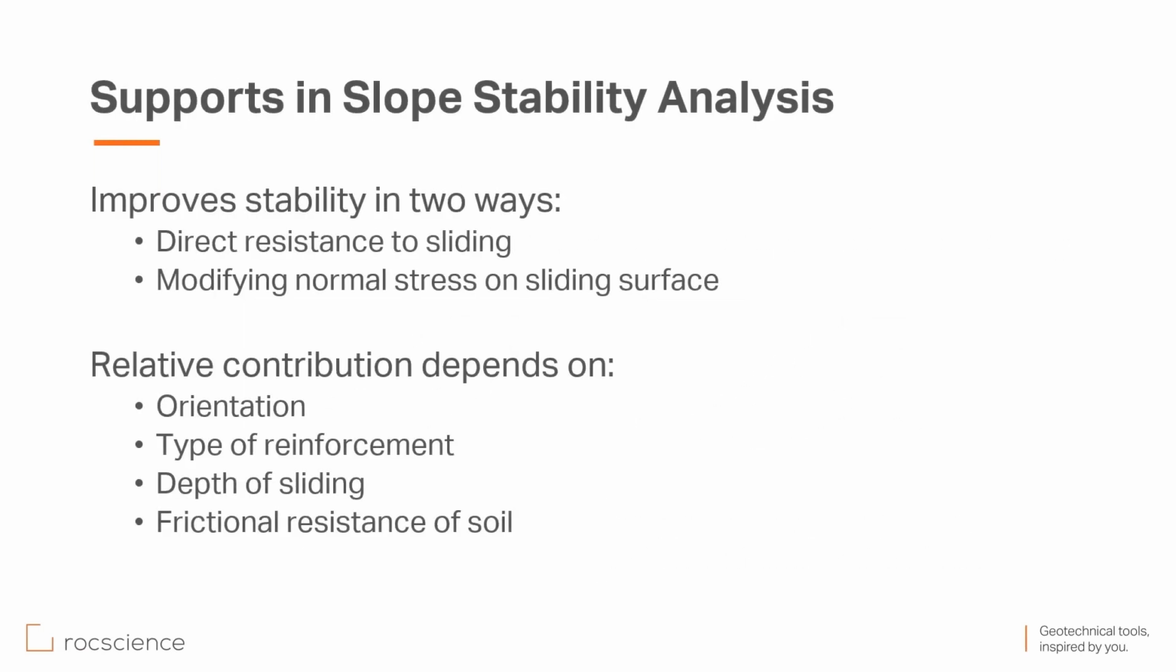The supports in the limit equilibrium analysis normally improve the stability in two ways: direct resistance to sliding or modifying normal stress on the sliding surface. The relative contribution of the supports depends on the orientation of the support, type of support, depth of sliding, and frictional resistance of soil.